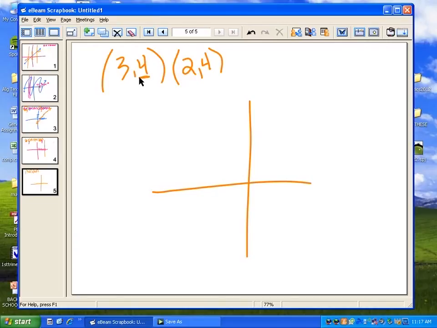Y values that are the same, but our x values are different. So if we plot this, we have (3, 4) here, and we have (2, 4) here. Is it going to pass the vertical line test?